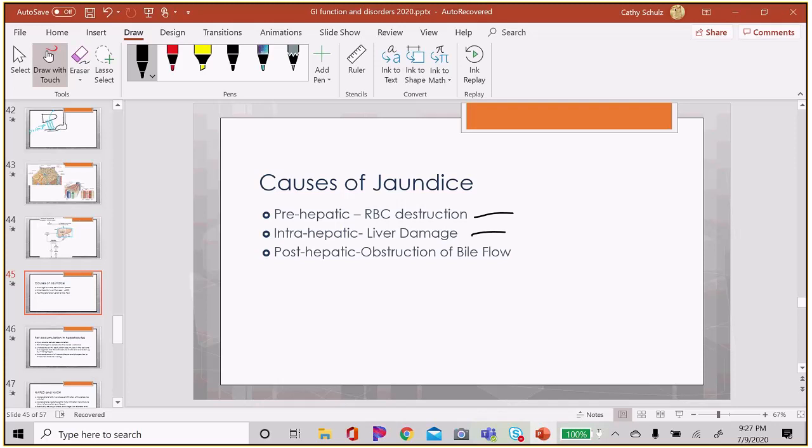It could be an intrahepatic cause, meaning direct liver damage, cirrhosis from hepatitis infection or non-alcoholic fatty liver disease that actually changes the way the liver is able to process bilirubin. Or there's an obstruction of bile flow. And we just talked about a post-hepatic cause of an elevated bilirubin, which was choledocholithiasis, a stone getting stuck in the common bile duct.